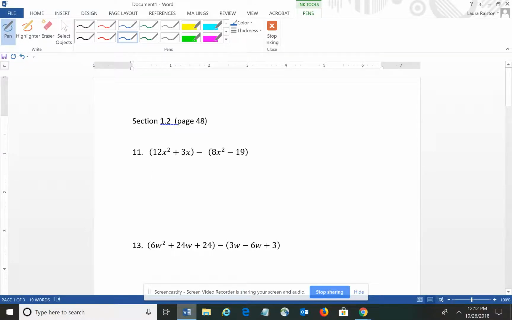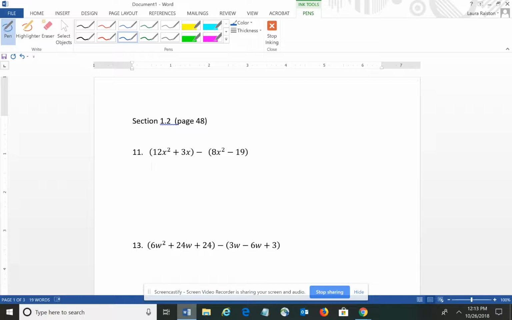This is part of Lesson 2. It's the homework actually out of the Open Educational Resource textbook. And I want to work through these problems because some of you seem to be having some challenges with them. So the first problem you were assigned was problem number 11. It's on page 48 in the textbook.